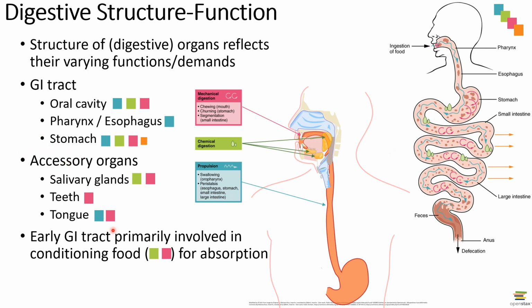We also have a number of accessory organs which are present in the early GI tract, notably the salivary glands up here in the oral cavity, which release their secretions into the mouth. We have the teeth, which are technically part of the digestive system and are very complicated, and we're going to neglect them. And finally, the tongue, which is a large muscle here, which is involved in swallowing and mechanical breakdown. And so I just really want to highlight that this early GI tract is really primarily involved in conditioning food for absorption. So chemical and mechanical digestion and not so much absorption. So we're going to start our discussion with the oral cavity and the related accessory organs.